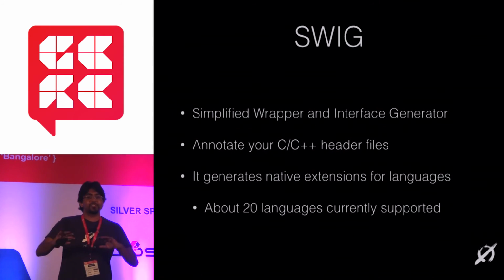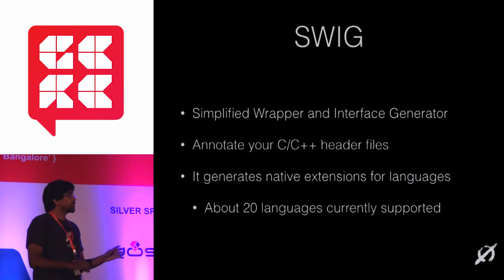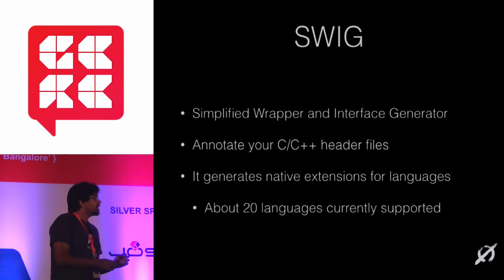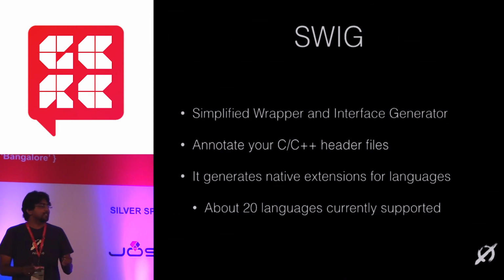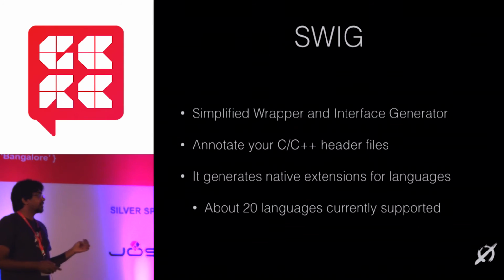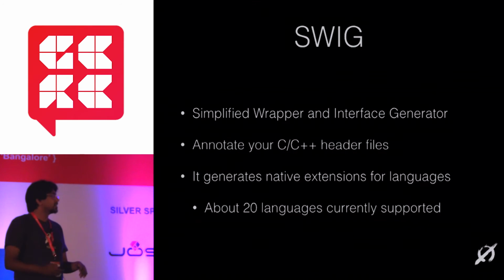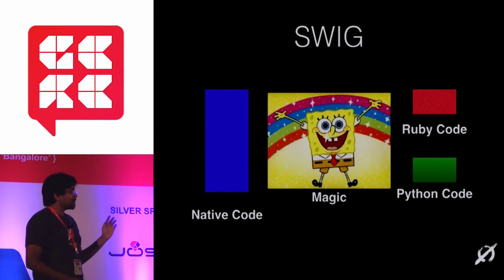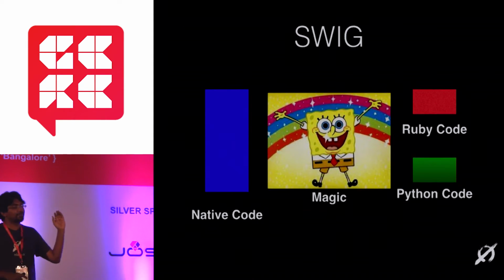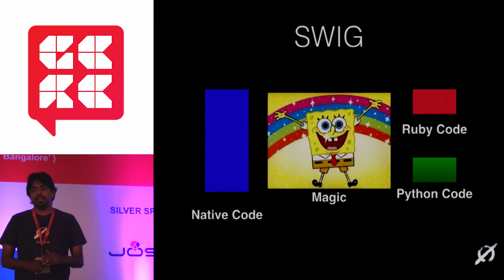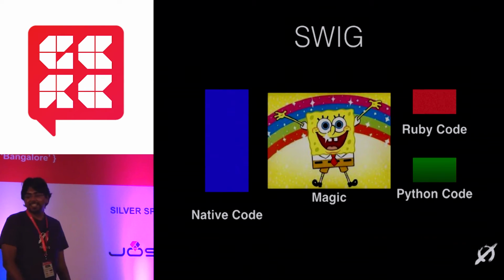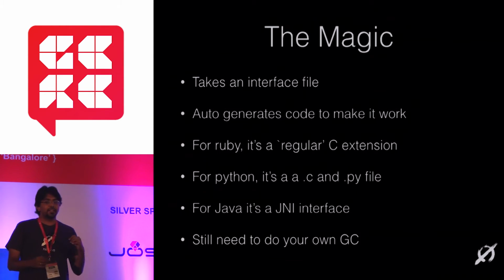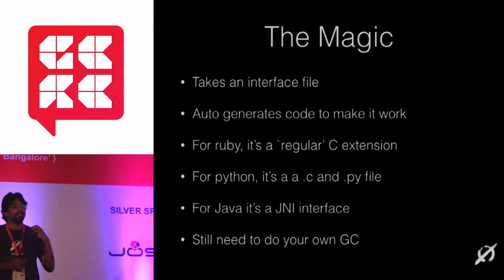So Swig is sort of the answer to that. Swig stands for the Simplified Wrapper and Interface Generator, which is a big tongue twister. So basically what Swig does is it lets you annotate your C and C++ header files. Architecture is sort of like this. There's native code over there. There's some magic in between, and then magically you get Ruby code and Python code out of it. So let's look a little bit at how this magic works. Swig works off an interface file.